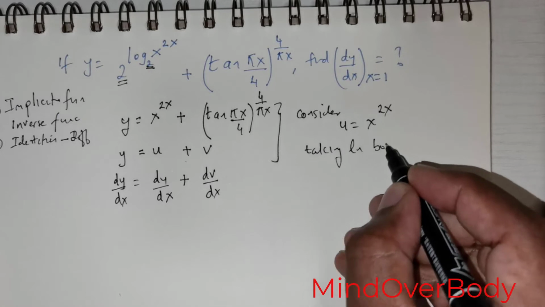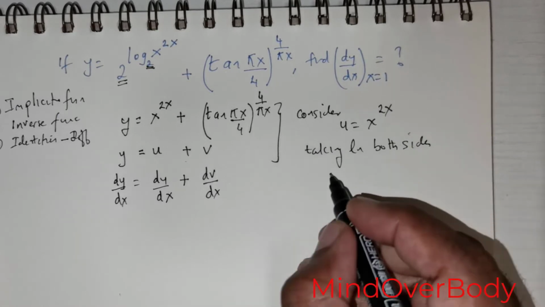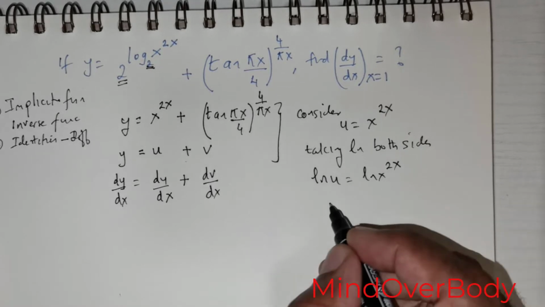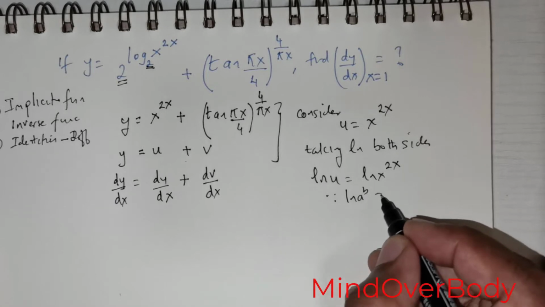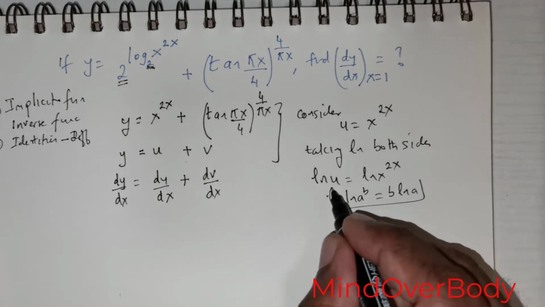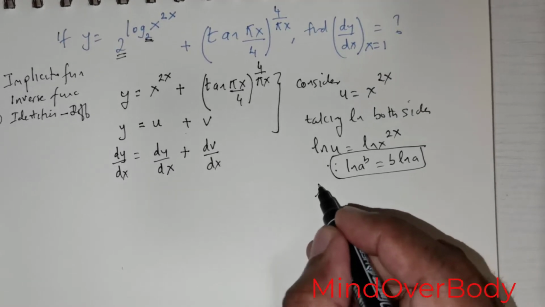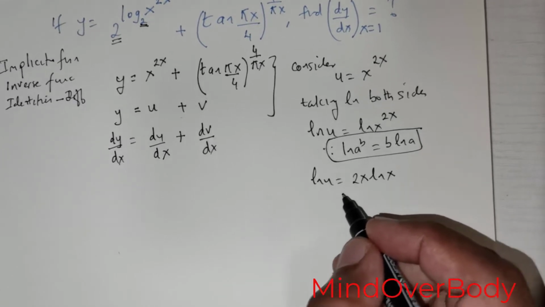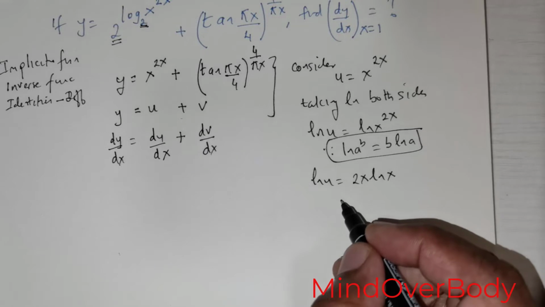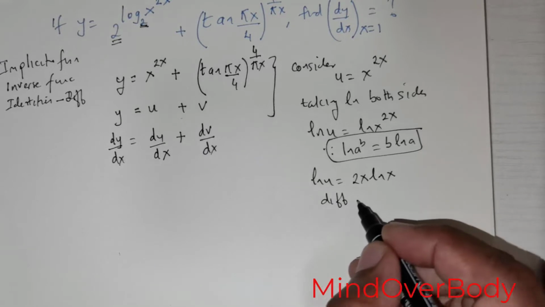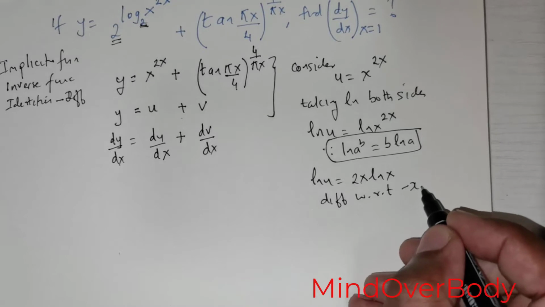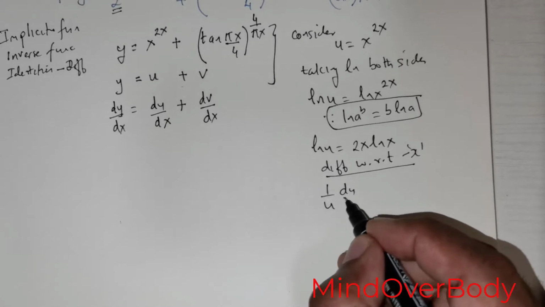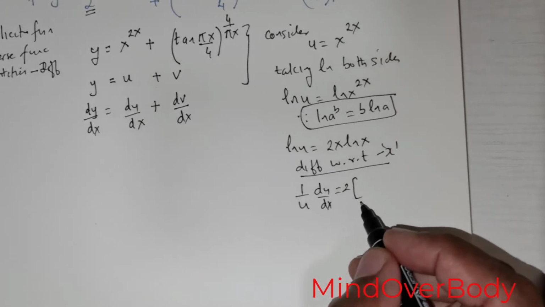So taking ln on both sides, we get ln u is equal to ln of x raised to the power of 2x. Now we have a formula, ln a raised to the power of b is equal to b times ln a. So by this formula, this is going to be ln u is equal to 2 times x ln x, and I would be differentiating now with reference to x. So differentiation with reference to x, what do we get? We get 1 over u times du over dx is equal to 2 times the differentiation.